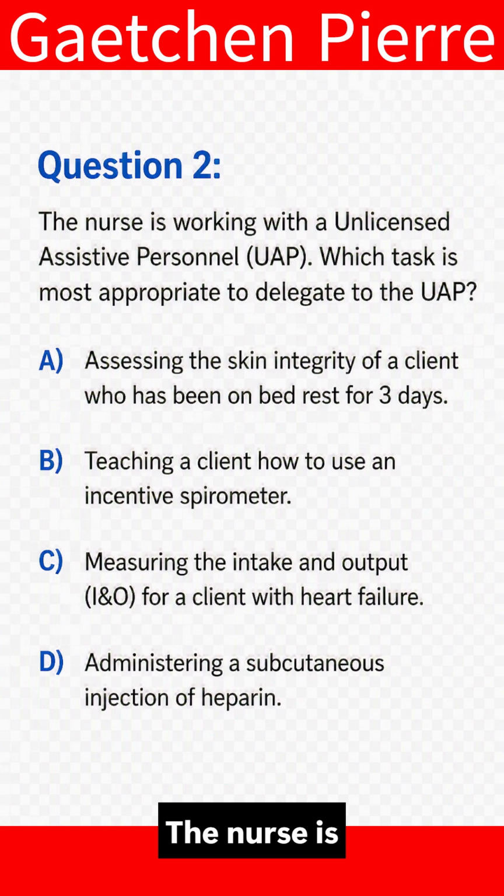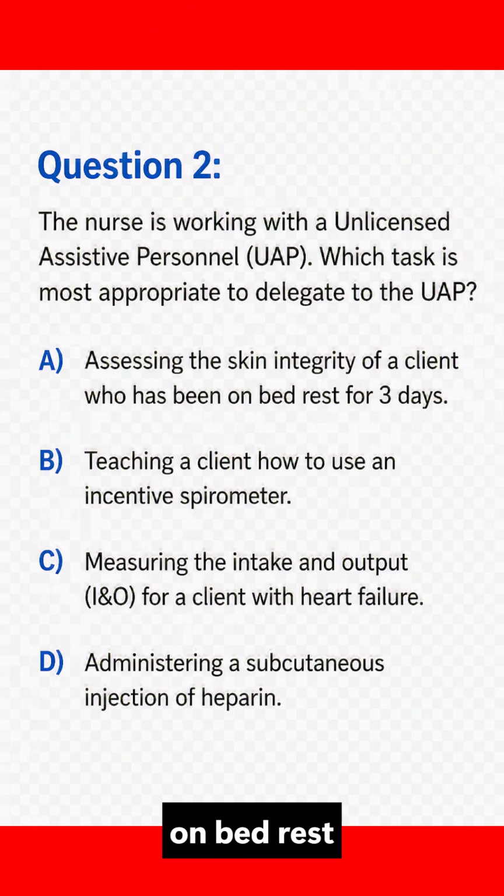Question 2. The nurse is working with an unlicensed assistive personnel, UAP. Which task is most appropriate to delegate to the UAP? A. Assessing the skin integrity of a client who has been on bed rest for 3 days. B. Teaching a client how to use an incentive spirometer. C. Measuring the intake and output for a client with heart failure. D. Administering a subcutaneous injection of heparin.